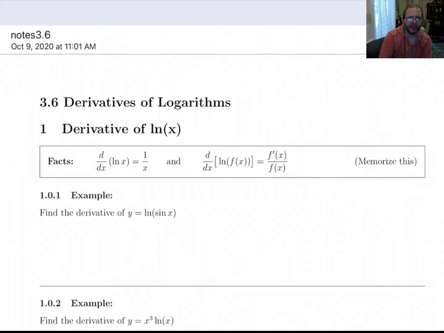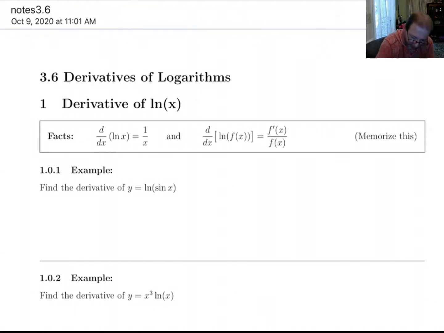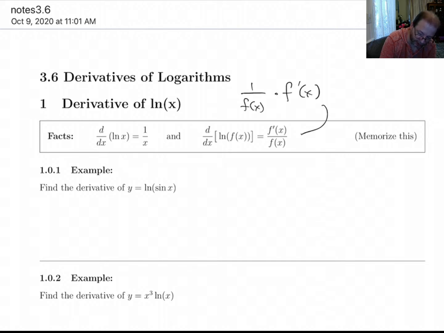So let's start with this. This is the thing you need to memorize from this section. The derivative of natural log is just 1 over x. And if you put this together with the chain rule, where you've got the natural log of some function, what you get is 1 over that function. And then by the chain rule, you have to multiply by the derivative. So you get 1 over f of x times f prime of x, which turns into this. So that's the part you definitely need to memorize from this section.